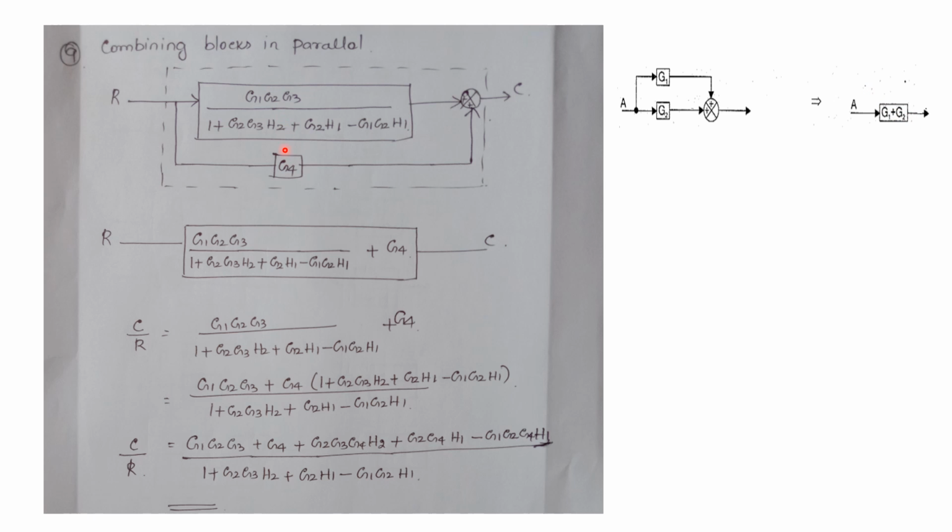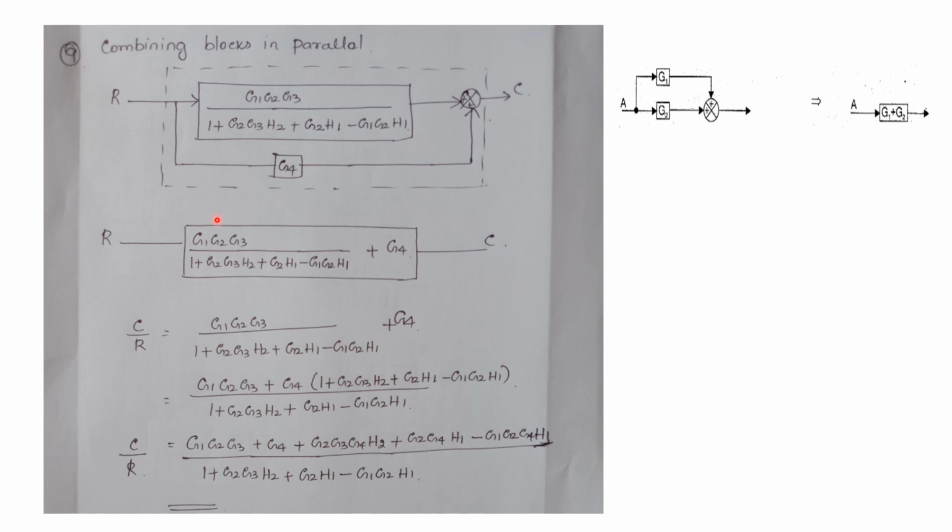Okay, so here we can add these two gains and replace them by means of a single block like this. So in the formula, two blocks as well as one summer are all combined into a single block. Similarly, we can combine all these into a single block like this. So now the answer will be C by R.